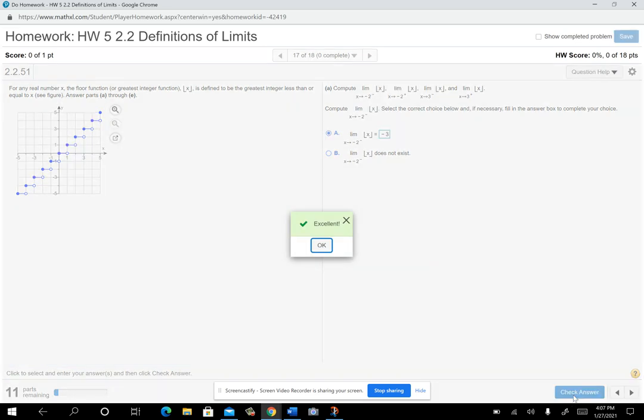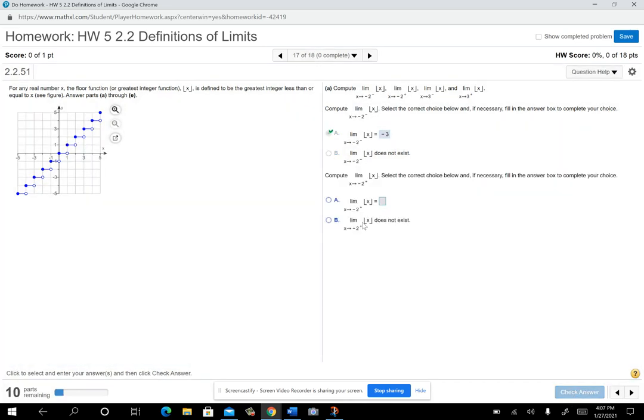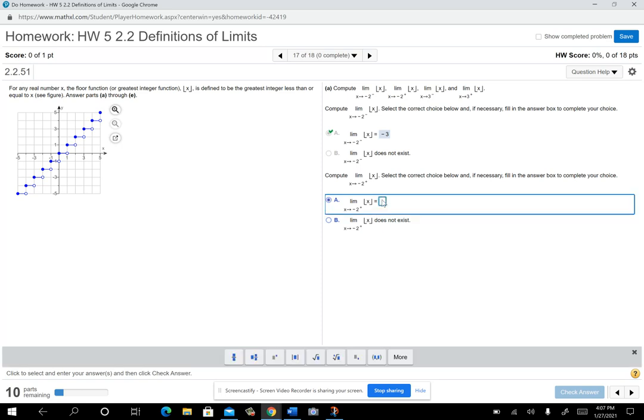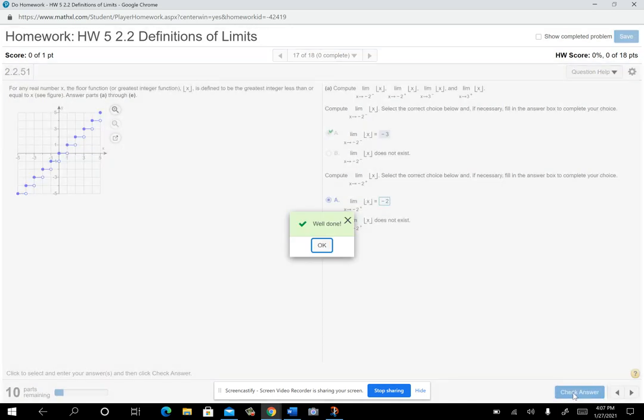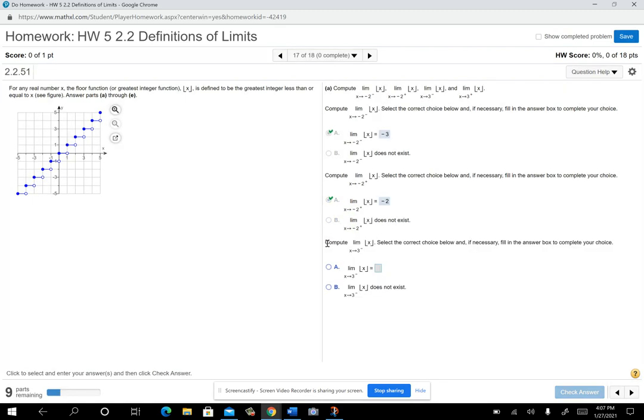All right, and then it's going to ask, what about if you approach -2 from the right? When you look at that, here's -2. When you approach it from the right, you're going to get -2. Check your answer. The reason that works is that if you're approaching -2 from the right, that means you're doing things like -1.5. And for -1.5, the greatest integer that's less than or equal to that would be -2. So that's why you answered -2.